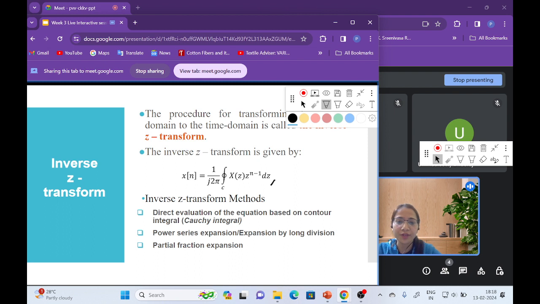And what are the different methods to find the inverse z transform? First one is direct evaluation of the equation based on a contour integral, that is the Cauchy integral, the next one is power series expansion or expansion by long division, and the last one is partial fraction expansion. We will see these methods in the upcoming problems. Okay.